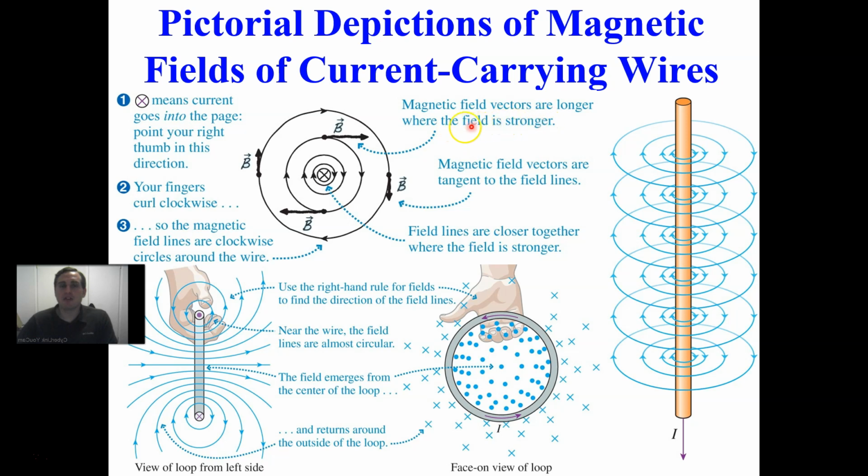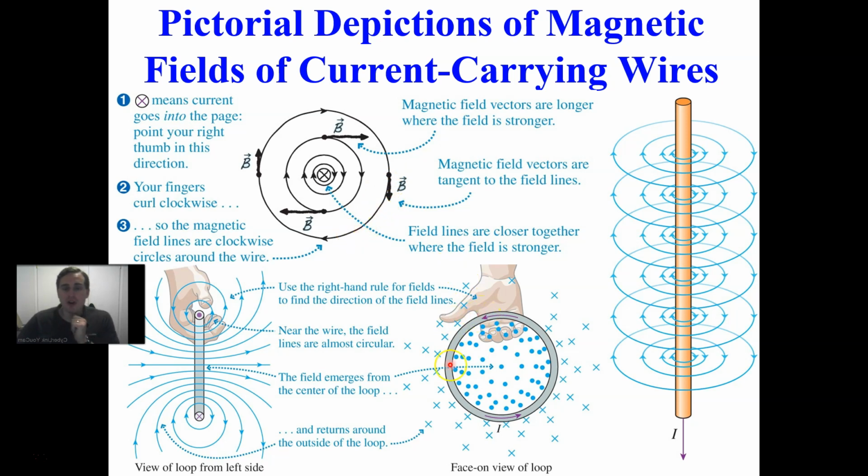Notice the magnetic field vectors are longer where the field is stronger, and the magnetic field lines are closer to this wire where the magnetic field is also stronger. The magnetic field vectors are always tangent to these magnetic field lines.